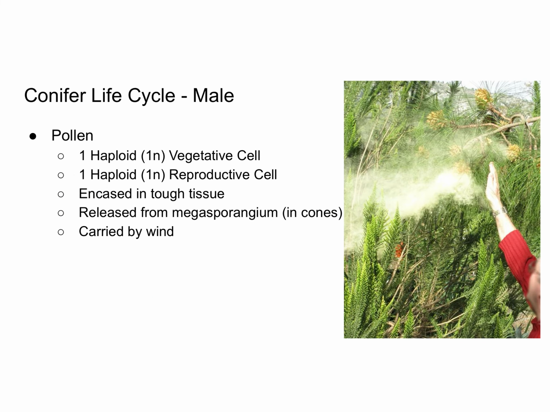As we mentioned on the previous slide, a grain of pollen, so I'll just write pollen grain here. Each pollen grain contains one haploid vegetative cell, also known as a tube cell, and one reproductive cell. Remember, the tube cell is ultimately going to form the pollen tube to deliver the reproductive cell to the female gametophyte so that it can fertilize the female gamete. The pollen grain is encased in a tough tissue for protection. This is also called the pollen coat.